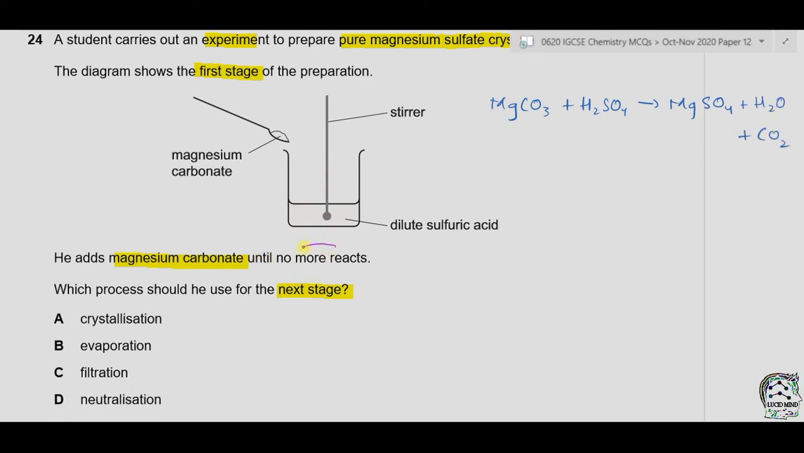As in the reaction he uses magnesium carbonate until no more reacts, it means magnesium carbonate is in excess. So in order to remove the excess of magnesium carbonate which is unreacted, he must do filtration as the next step. The answer is therefore C.